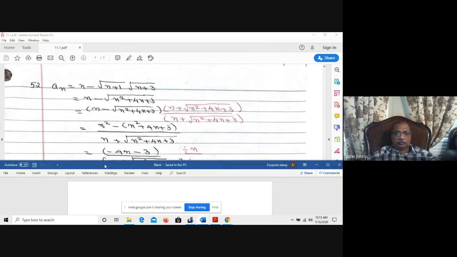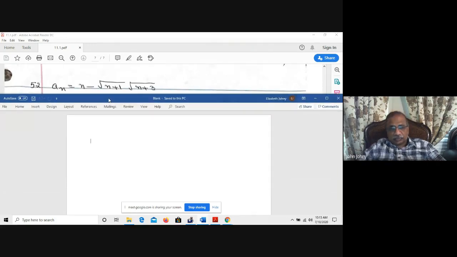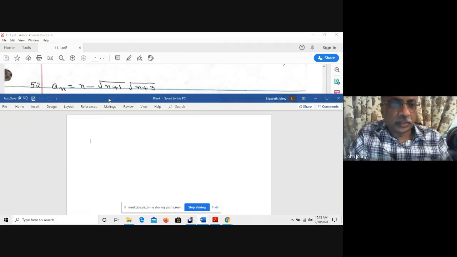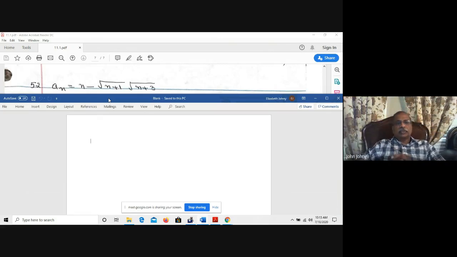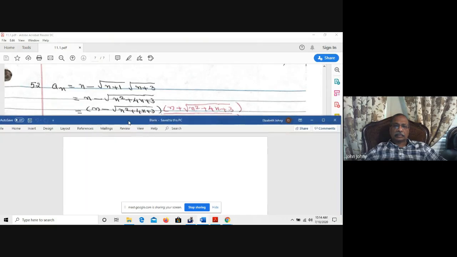Number 52. And this is another special kind of question. You have to find the limit as n approaches infinity of an, which is n minus the square root of n plus 1 times the square root of n plus 3. Here I am changing my strategy. This is (n plus 1) times (n plus 3) under the radical sign. Foil it. You get n square plus 3n plus n plus 3. That is n minus the square root of n square plus 4n plus 3.